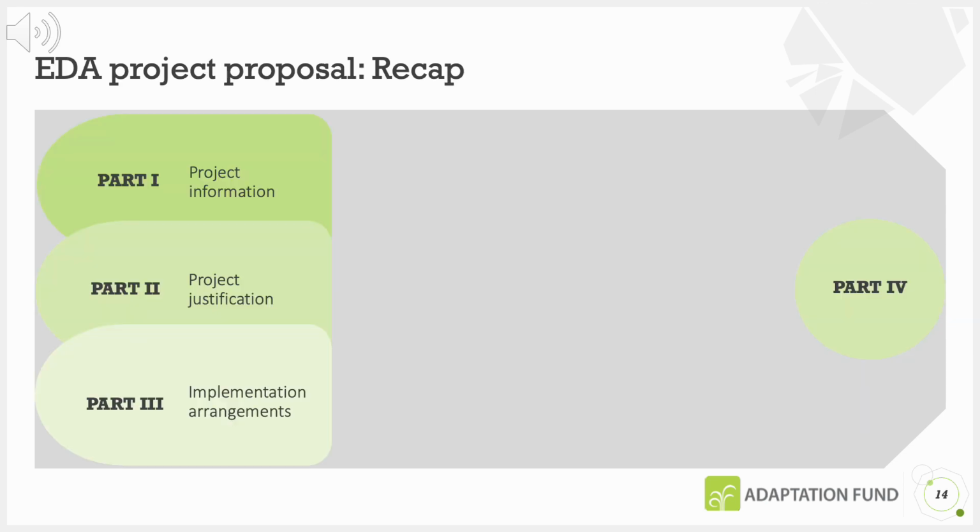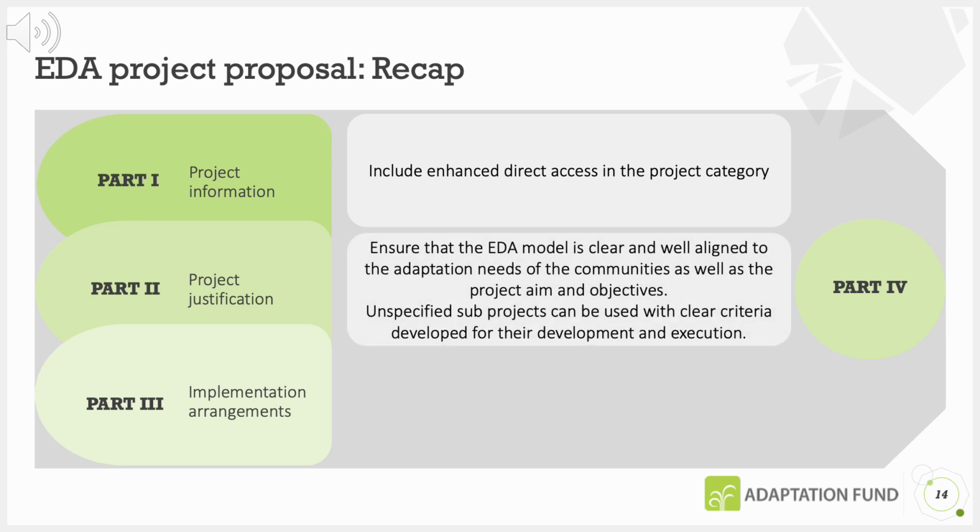In summary, the EDA proposal template consists of 4 parts. When considering an EDA proposal, ensure each part has the relevant information. Part 1. Include enhanced direct access in the project category. Part 2. Ensure that the EDA model is clear and well aligned to the adaptation needs of the communities as well as the project aims and objectives. Unspecified sub-projects can be used with clear criteria for their development and execution.